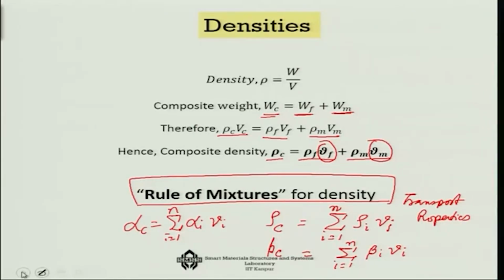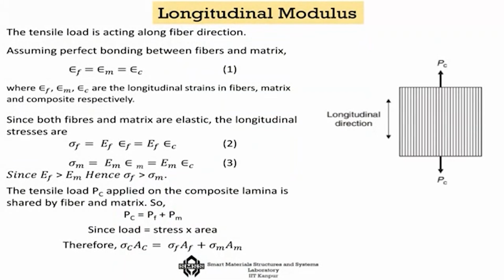Some properties are not transport properties, like strength and stiffness, for which there are special formulas. For example, if I consider the longitudinal modulus and assume perfect bonding between fiber and matrix, then the strain in the fiber equals the strain in the matrix, which is the strain in the composite. In this case, for the longitudinal modulus, you have fibers and matrix as if they are two different springs in parallel. Consider that this spring is for the fiber and this spring is for the matrix.